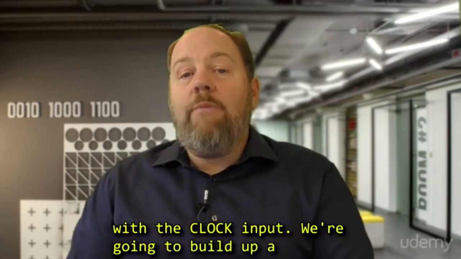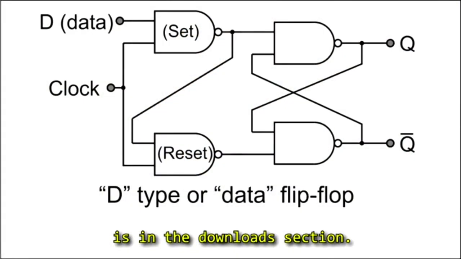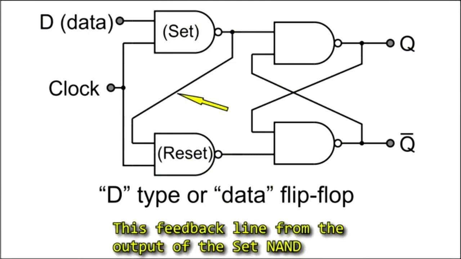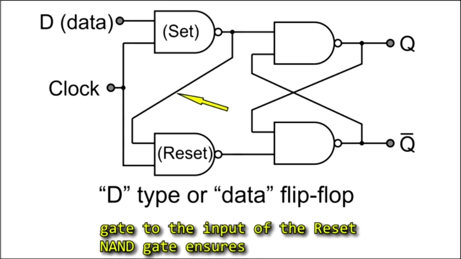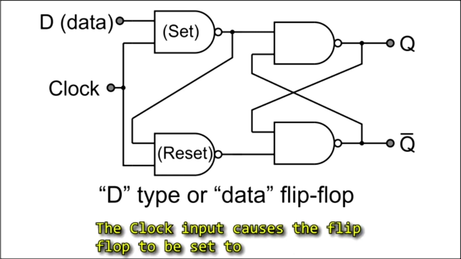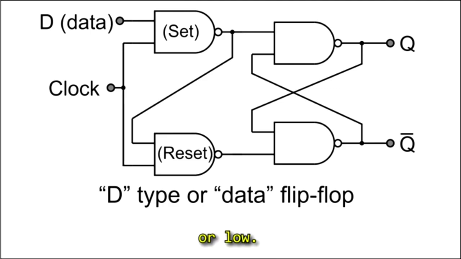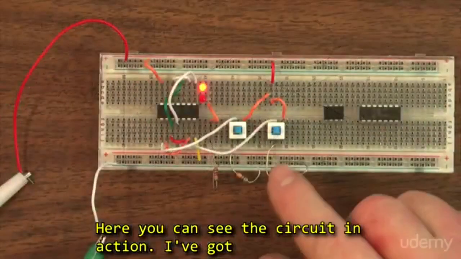So we're going to build up a D-type flip-flop using logic gates. The schematic is in the downloads section. This feedback line from the output of the set NAND gate to the input of the reset NAND gate ensures that the set and reset are never high at the same time. The clock input causes the flip-flop to be set to whatever the set input is, whether it be high or low. So here we can see the circuit in action.